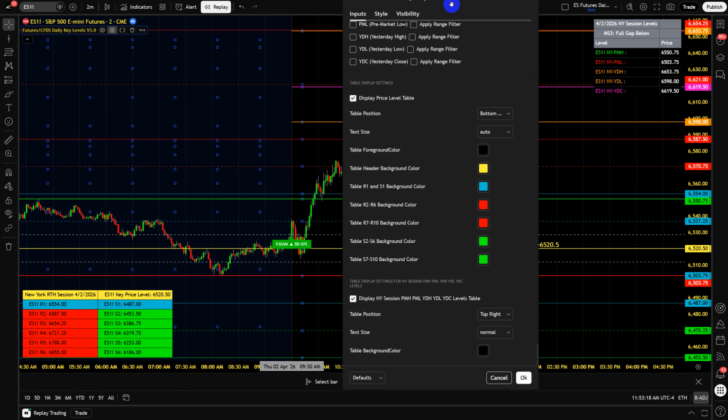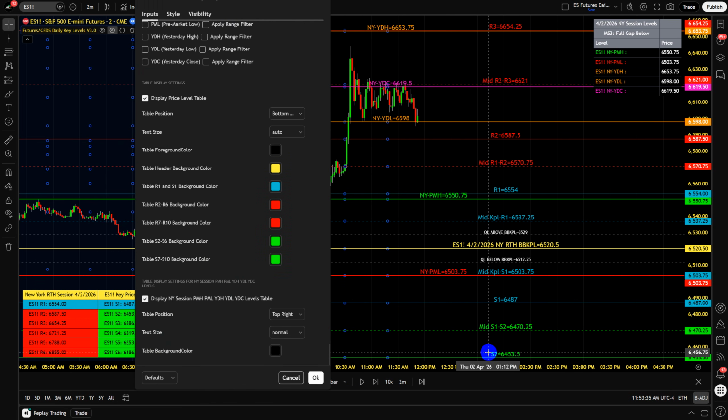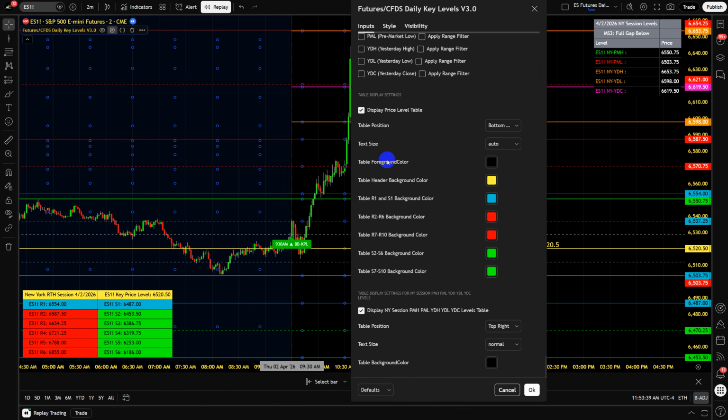Okay, so here, getting to the bottom of the user control panel, we have the table display settings. Both of these tables here are optional. They're turned on by default. So as an example, if I don't want to have this on my chart because I already have the line labels, then you could simply turn it off.